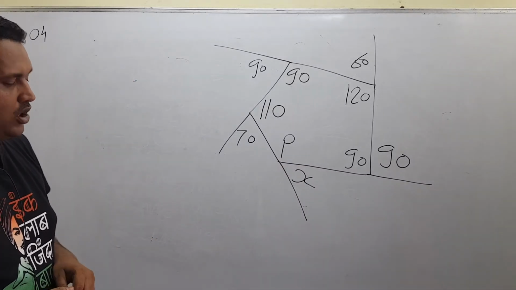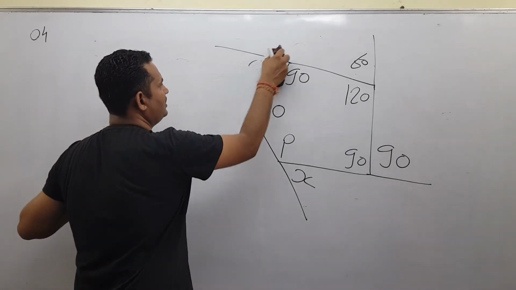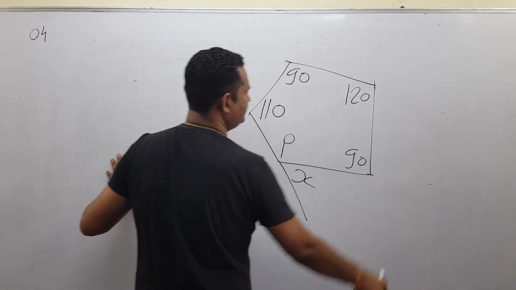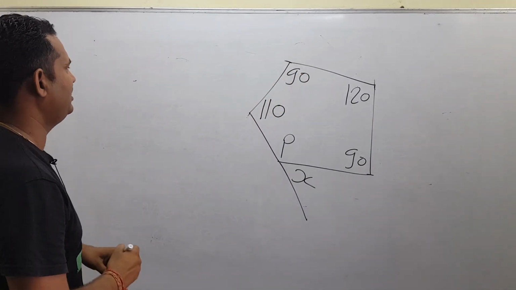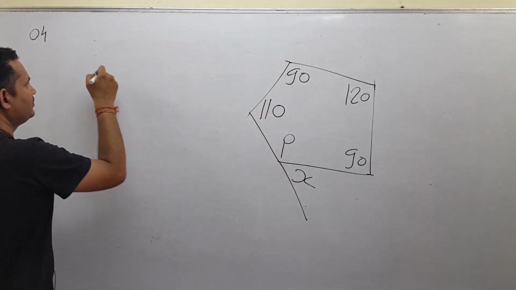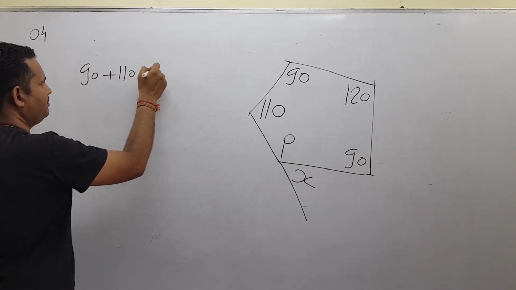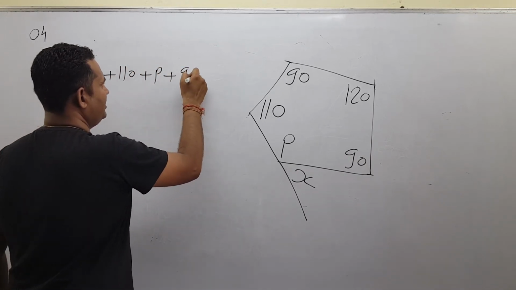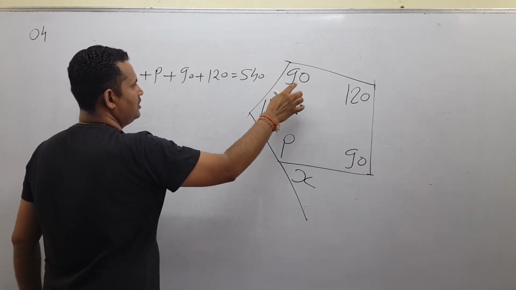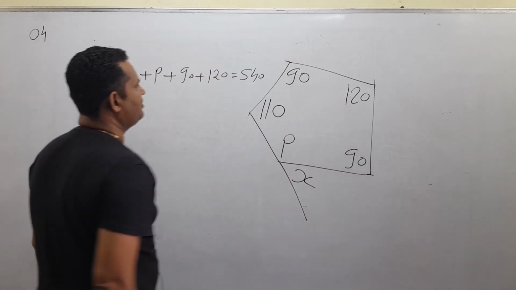Now see, what are the interior angles of a pentagon? Forget this one, this one. We found the interior angles from the exterior angles. Now we have to find the value of p. What is the sum of the interior angles of a pentagon? 90 plus 110 plus p plus 90 plus 120 is equal to 540. The sum of the interior angles of a pentagon is 540.